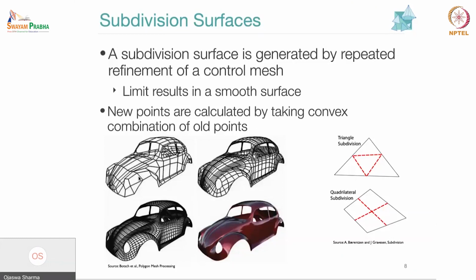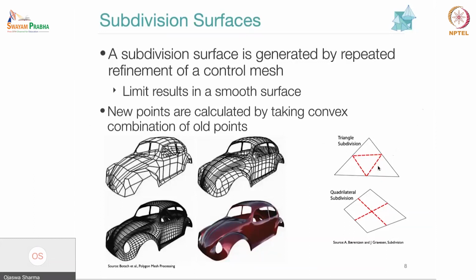The new vertices in a subdivision surface are calculated by taking convex combinations of old points. For example, there are certain schemes when it comes to subdivision of meshes. If it's a tri mesh or a triangle mesh, you could subdivide every triangle into 4 new triangles by splitting the 3 edges of a triangle, as shown in the right figure at the top here. You could insert new vertices on the edges and split the triangle.